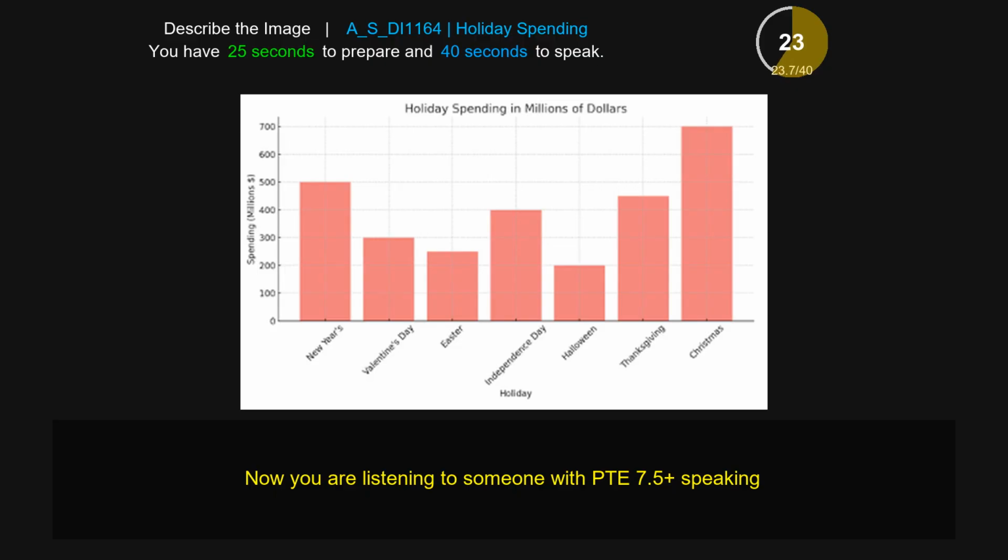Moving forward, the value of New Year's is also higher, which is 500, and the value of Easter is also lower. In conclusion, the overall image illustrates holiday spending in millions of dollars.